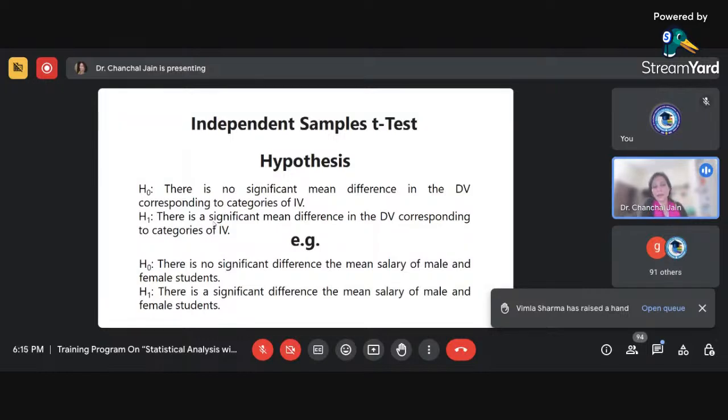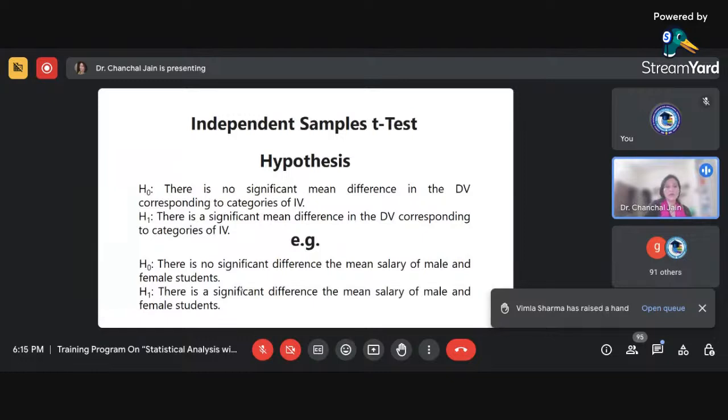Alternatively, we are writing there is no significant difference in the mean salary. This is the example I have taken: I want to compare the salary of male and female students. Suppose students have got the placement from the college, and we want to compare whether the male students have drawn more salary in comparison to the female, or maybe they both are equal, or there is any significant difference. So we can write there is no significant difference in the mean salary of male and female students. Alternatively, we can write there is a significant difference in the mean salary of male and female students. This is an example for the independent sample t-test.